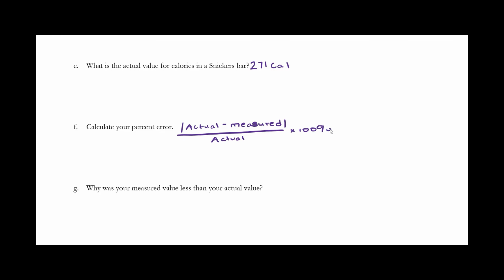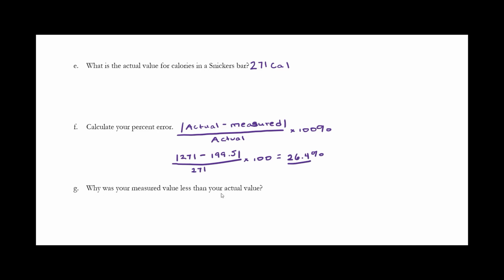And so what you end up getting, keep in mind your actual is going to be what it really is, 271 according to the nutrition label, minus what I got in the lab, which was 199.5, absolute value of that, even though you don't really need it, divided by the actual, which is 271, multiply by 100. And if I'm staying consistent, I got 26.4%, and the reason why I rounded to 26.4% was so that I would keep 3 significant figures.